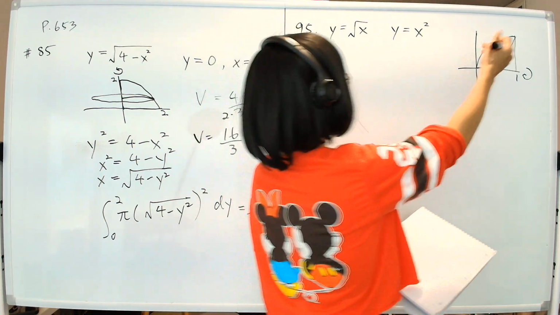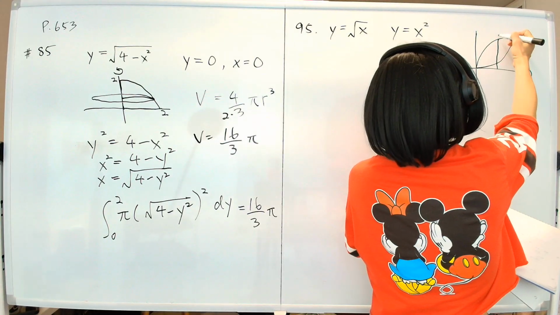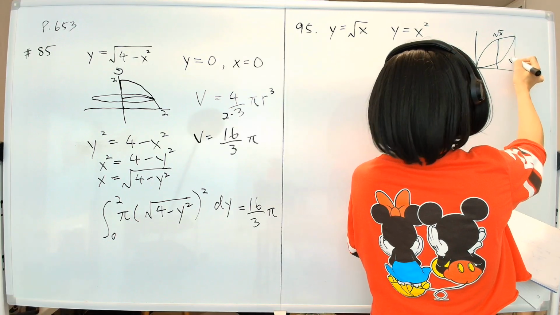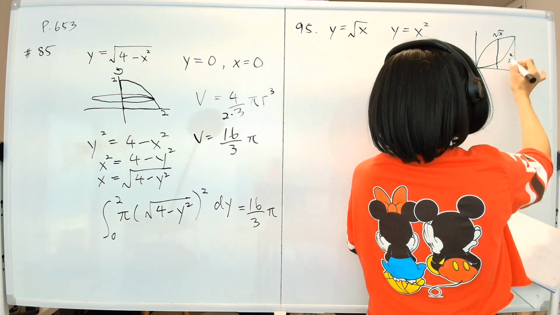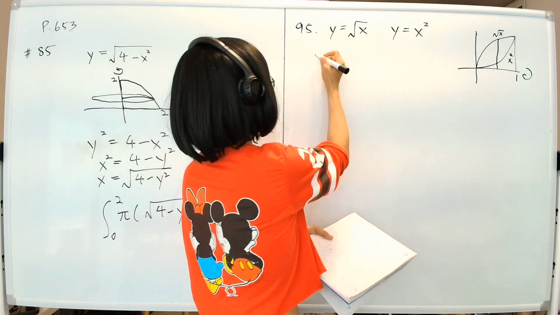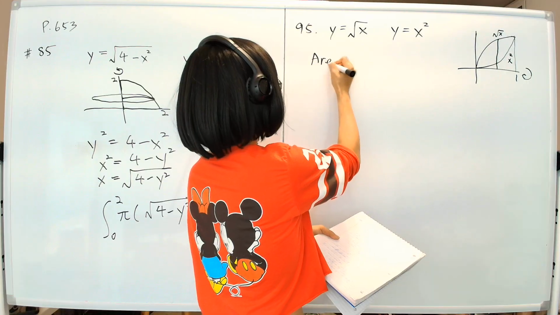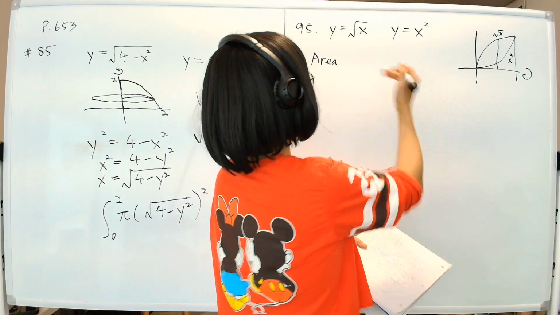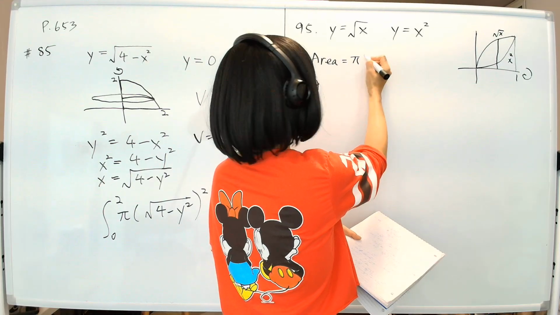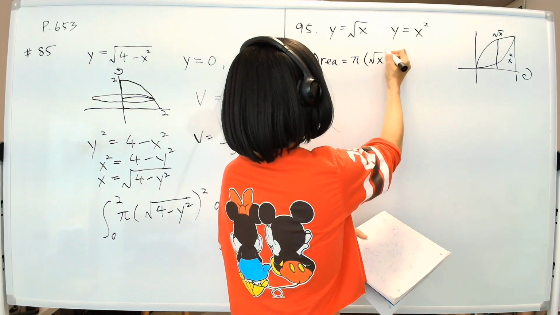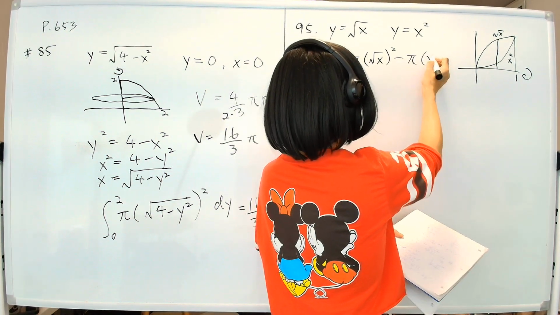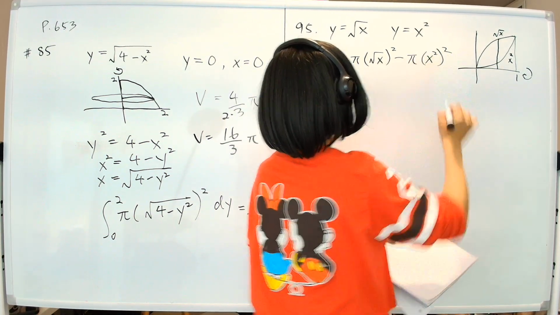So what is this one? Remembering what this thing is: the one on top is square root of x, and the one on the bottom is x squared. Okay, remember which one is which. Then our area equals the big one, pi times square root of x, squared, minus the small one, which is, again, pi times x squared, squared. That will be the area.